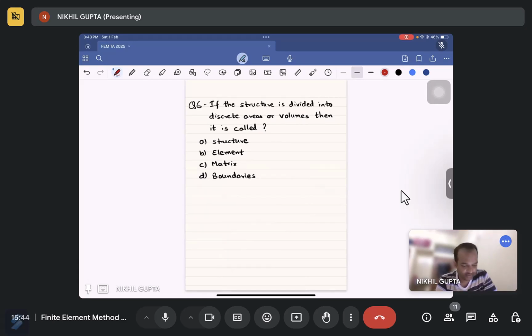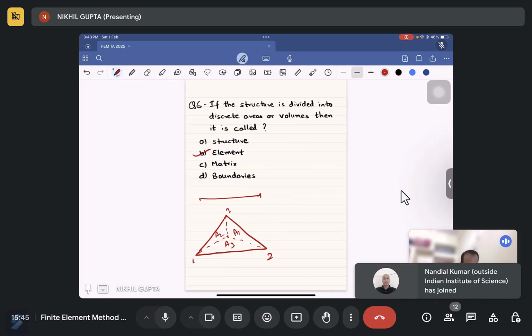So let's solve this question. I don't think anyone needs an explanation for this. Whenever you form this, this is the linear one. This is the element, and I'll show how the area and volume work. Let's say in 2D you are taking a triangle, with nodes 1, 2, 3. So this will be A1, A2, and A3. So this is defined on the basis of A1, A2, and A3.